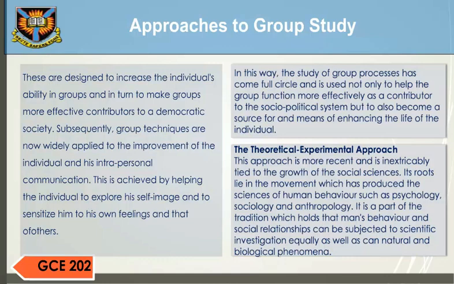The theoretical experimental approach. This approach is more recent and is inextricably tied to the growth of the social sciences. Its roots lie in the movement which has produced the sciences of human behavior such as psychology, sociology, and anthropology. It is a part of the tradition which holds that man's behavior and social interactions can be subjected to scientific investigation equally as well as can natural and biological phenomena.